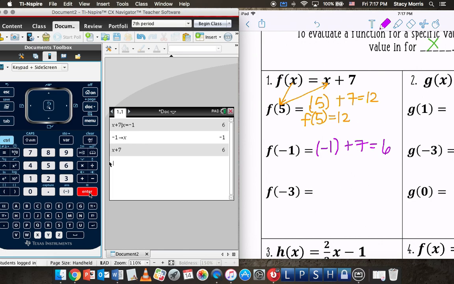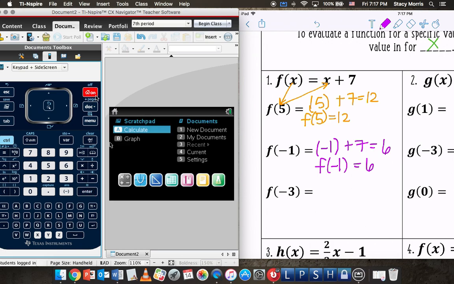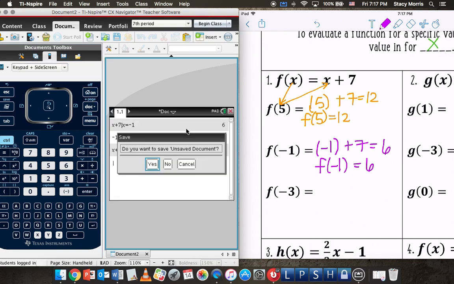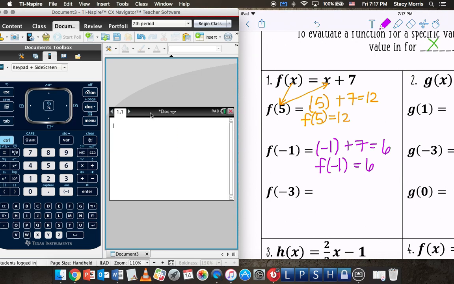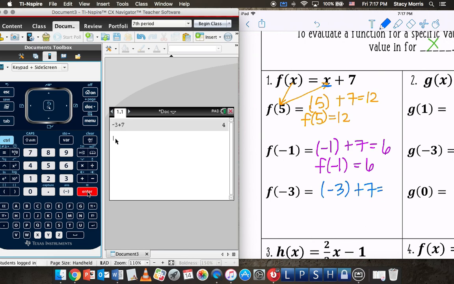Okay, so I'm going to write that out. f of -1 equals 6. And then now we're going to do f of -3. So again, using my calculator to help me out, just make sure I get my answer right. I'm plugging in a -3 for the x right here, plus 7. So -3 plus 7, I can just type that in.